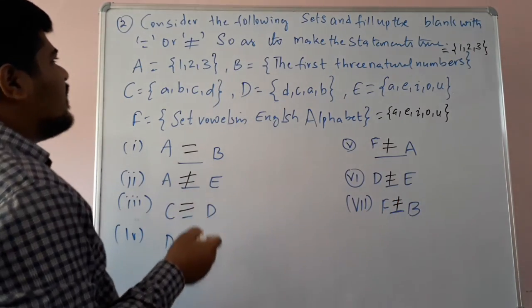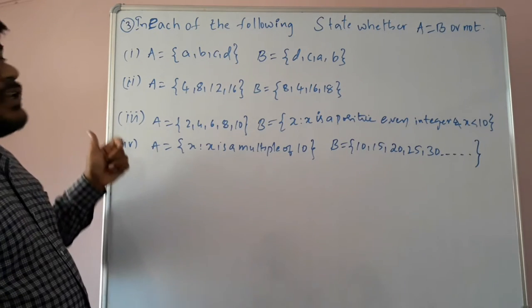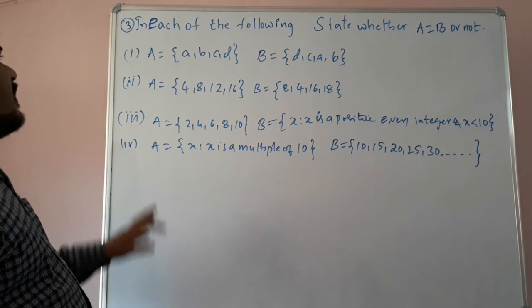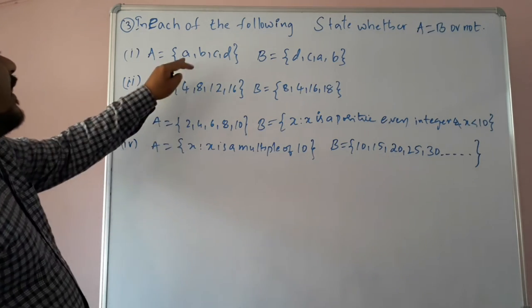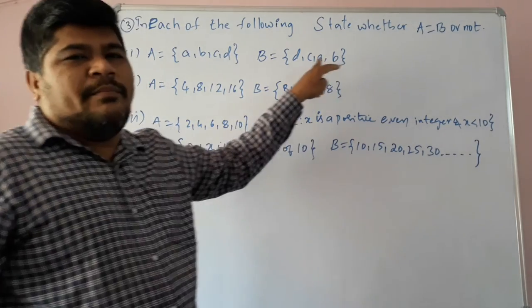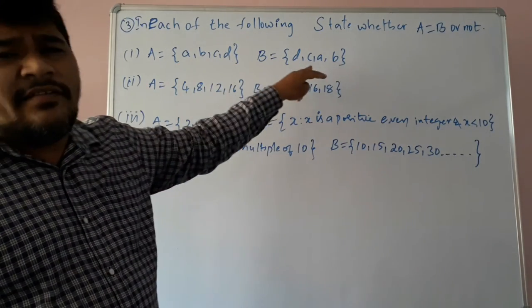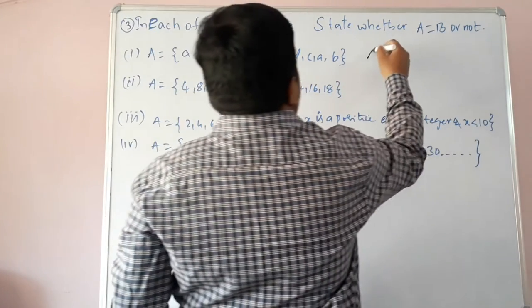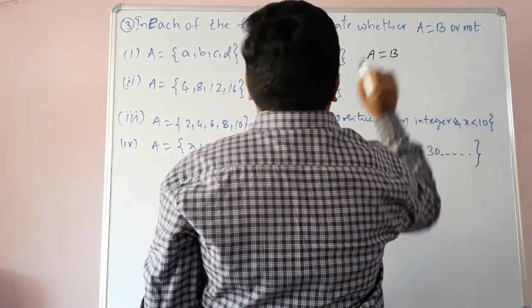So children, in this way we can solve this problem. Now let's see problem number 3. In each of the following, state whether A is equal to B or not. Here set A is equal to {A, B, C, D}. Here B is {D, C, A, B}. These two sets are having the same elements, so we can tell these two sets are equal. So children, these two sets are equal.